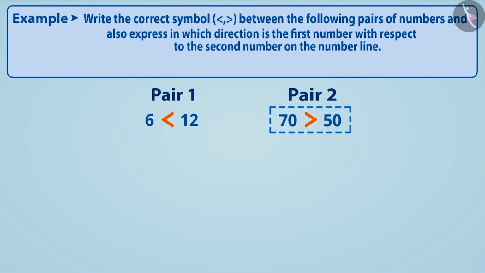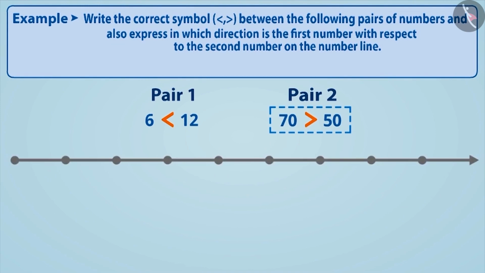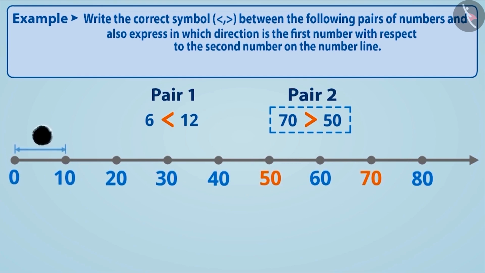To express these on the number line, we have to keep a reasonable distance between points. Here, we will keep distance of 10 units between the digits. Therefore, numbers 70 and 50 can now be expressed on the number line. We can see that the number 70 is located on the right side of 50 on the number line.